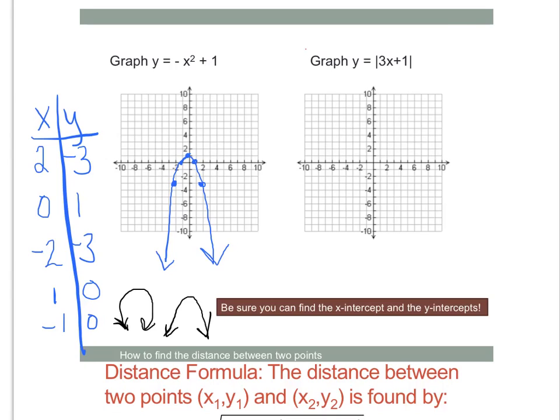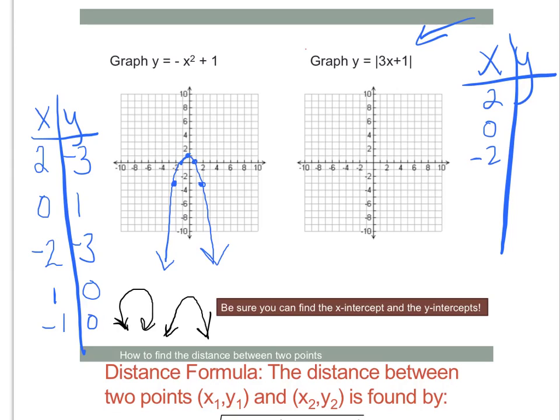Let's try this second one over here, this absolute value one. So again, I'm going to make a t-chart. It looks like a T, by the way, in case you wondered why it's called a t-chart. I'm going to fill in my favorite values of x. I'm going to pick 2, 0, and -2, and see what I get for y. Okay, so if x is 2, 3 times 2 is 6, plus 1 is 7, and if I take the absolute value of 7, I get 7. So 2, 7 is a point on this graph.